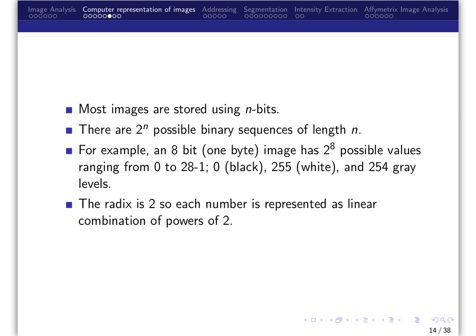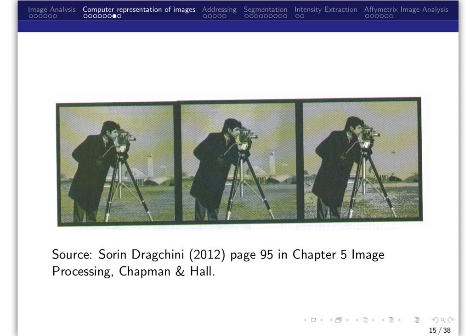Most images are stored using n bits. For example, an 8-bit or 1 byte image has 2 to the 8 possible values ranging from 0, representing black, to 2 to the 8 minus 1, which equals 255, which represents white, with 254 grayscale values. The radix is 2, so each number is represented as a linear combination of powers of 2. If the color depth is too small, different shades of gray will get mapped to the same value. Here are 3 images stored from left to right as 8-bit, 4-bit, and 2-bit images.